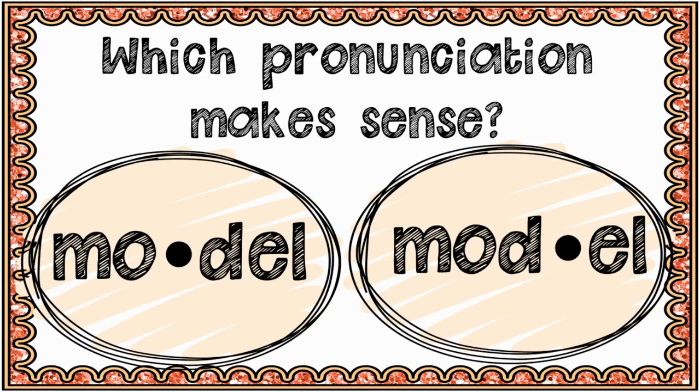Last one. The computer was a newer blank. Was it a newer modal or a newer model? Right, this one we would divide right after the D. So this is our second choice, model.